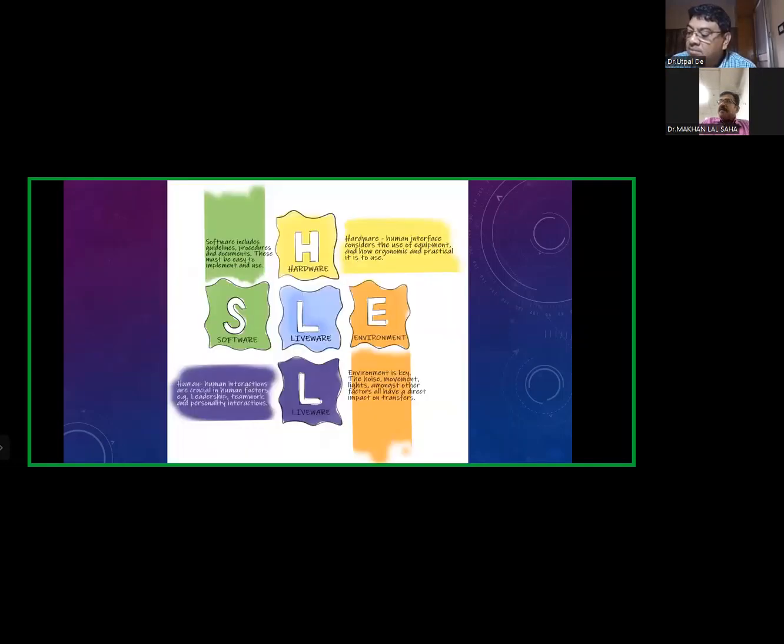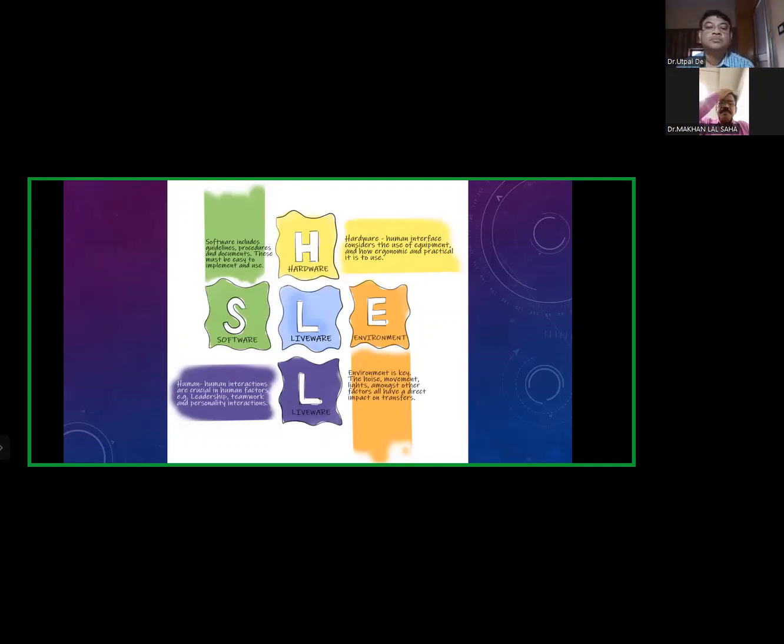The Shell model gives a good idea about the human factors. The S stands for software, H for hardware, E for environment, and L for liveware. The liveware is the human. The first interaction is the hardware. The liveware-hardware interface considers the use of equipment and how ergonomic and practical it is to use. The liveware-software interaction: the software includes guidelines, procedures, and documents that must be easy to implement and use.